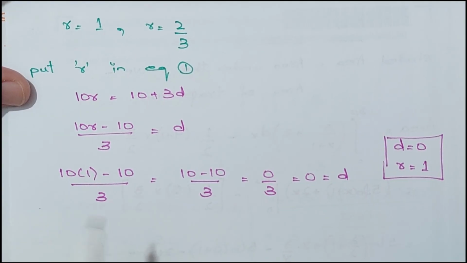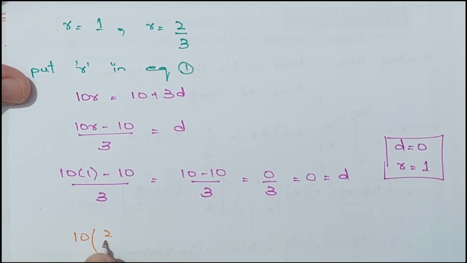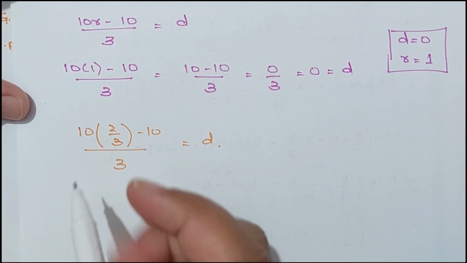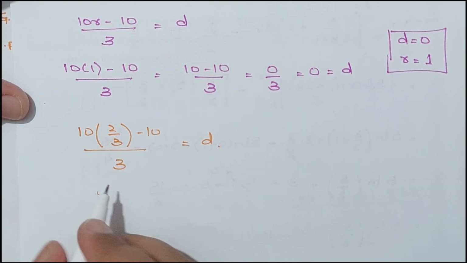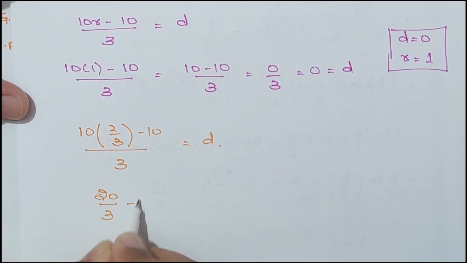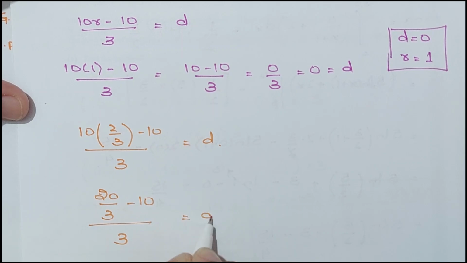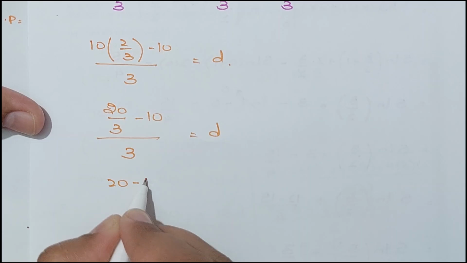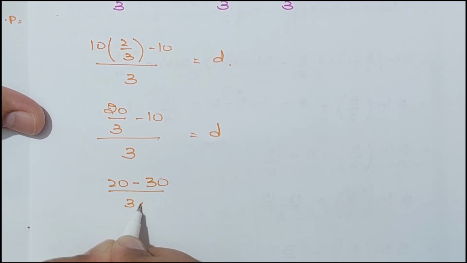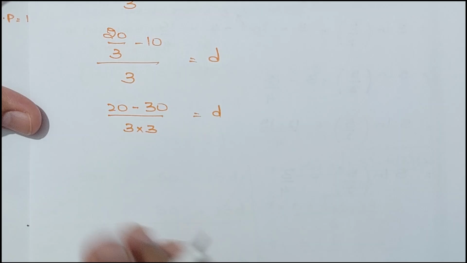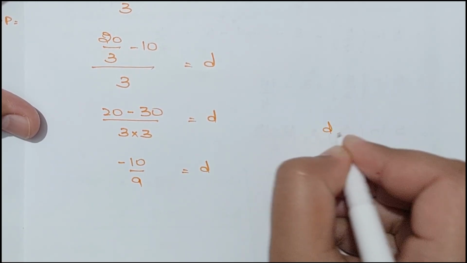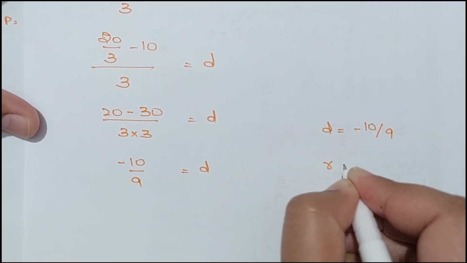Now the next one is 10 times 2 by 3 minus 10, over 3. This is my d. Just plug in the value of r, 2 by 3. 10 times 2 would be 20 over 3 minus 10 over 3. Further simplification, we have 20 minus 3 times 10 which is 30, over 3 times 3, 9. This is negative 10 over 9. So the d value is minus 10 over 9 and the r value is 2 by 3.